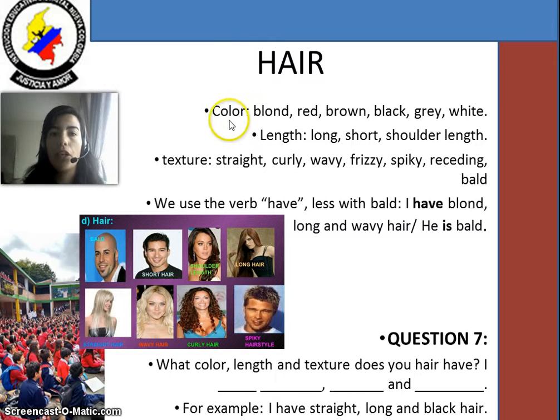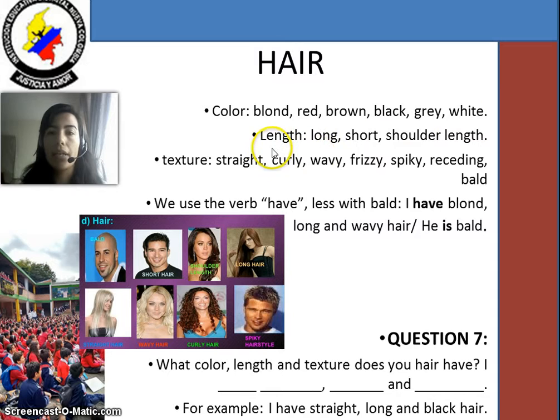For example, in the color, what do we have in the color? ¿Qué tenemos en el color? Blonde, que es amarillo, o sea, rubio, rubio. Red, por ejemplo, los pelirrojos. Brown, los castaños. Black, que es negro. Gray, los grises como los de los abuelitos. And white, que es totalmente blanco.